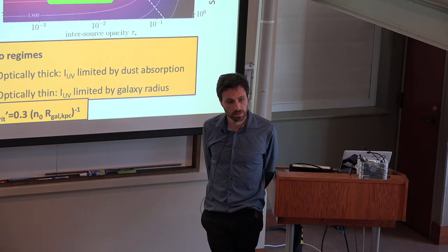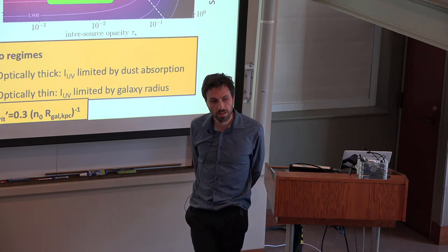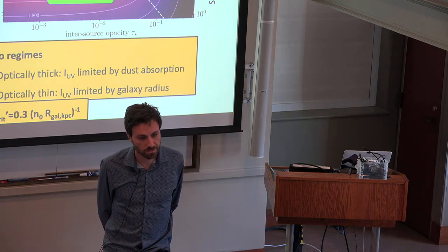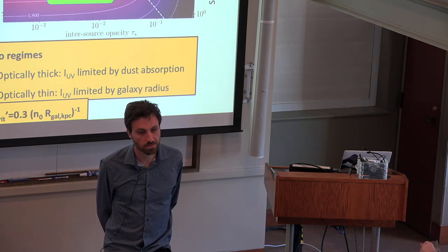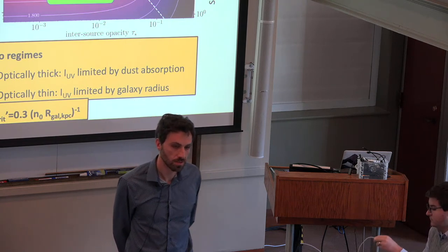A scale I think was missing in your list is the scale height of the disk, because if you have mean free paths that are larger than the scale height, photons can leak vertically rather than go sideways. So isn't that a sink for those UV photons, that they go vertically?